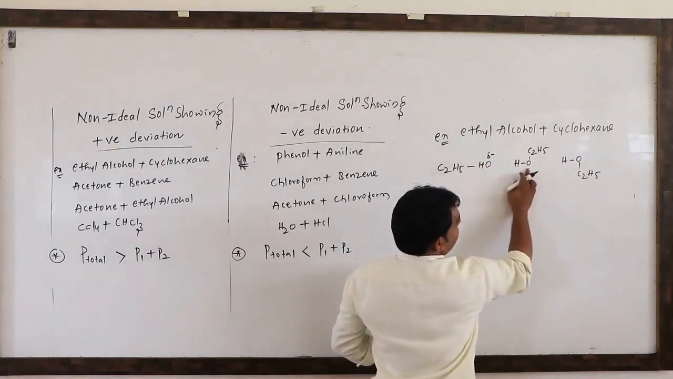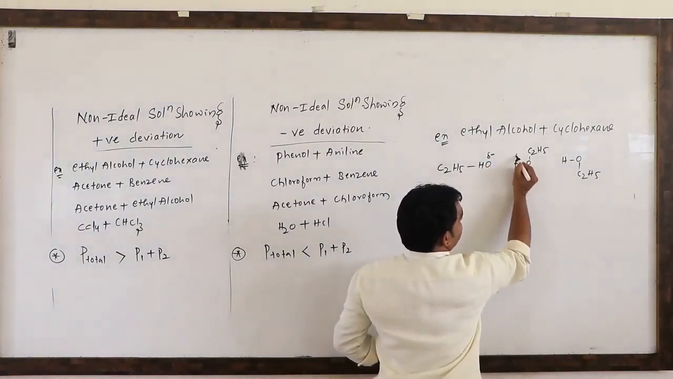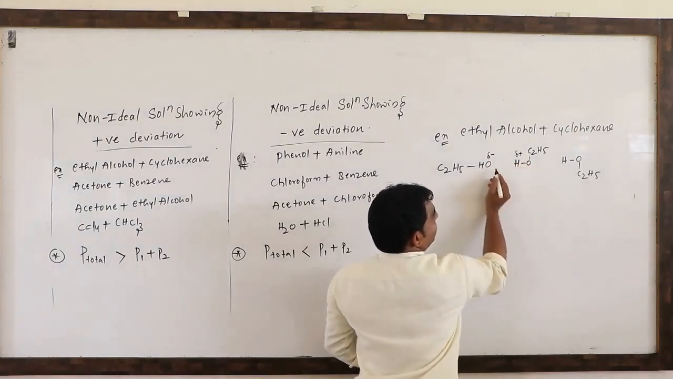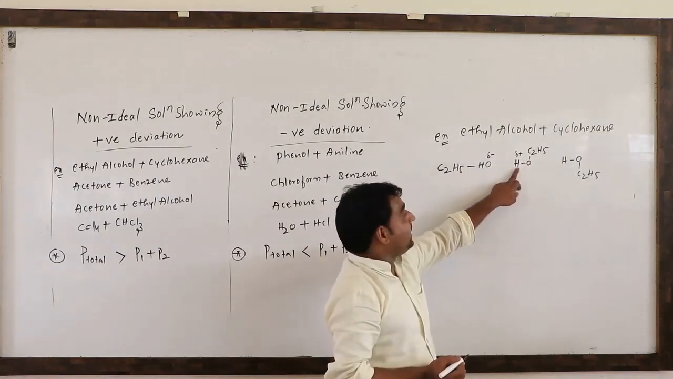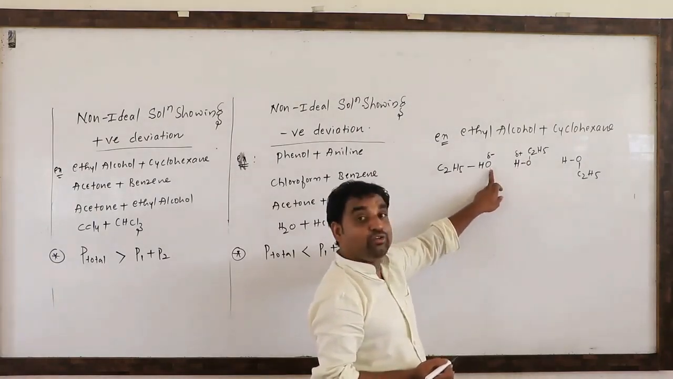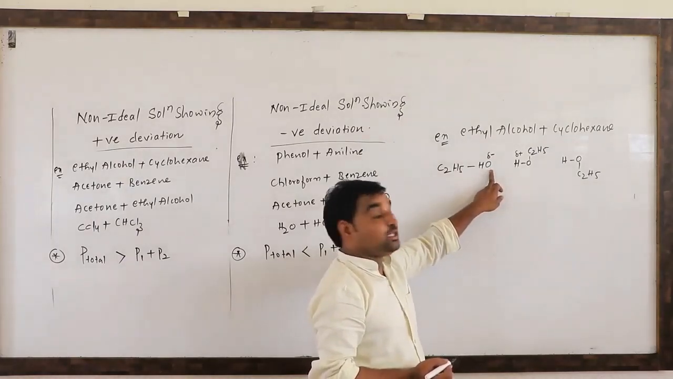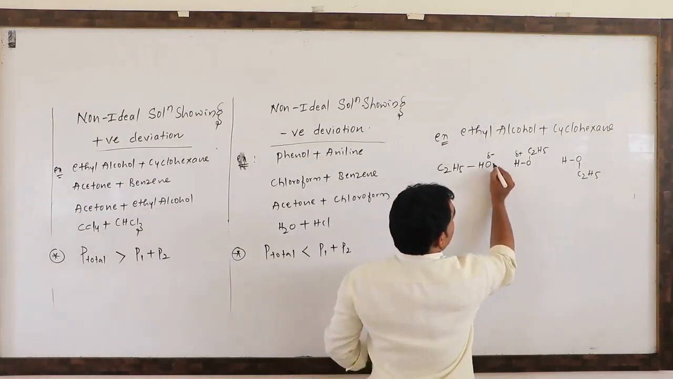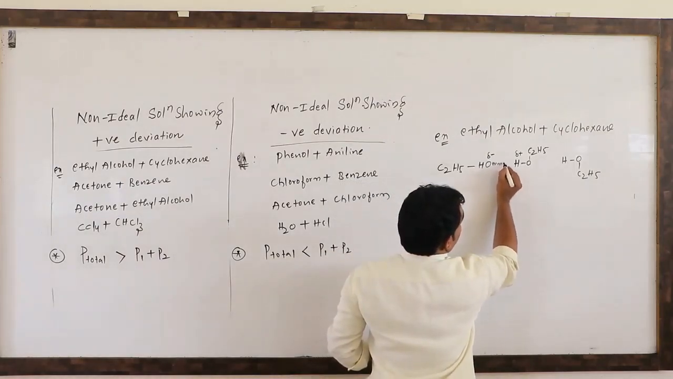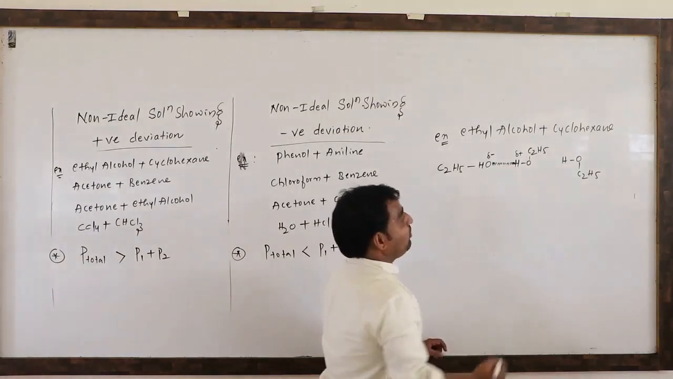In this one also, oxygen is more electronegative, hydrogen is less electronegative, so that is a delta positive, and this is a delta negative. Here there is an interaction between the hydrogen atom and a more electronegative element like oxygen, nitrogen, or fluorine. There is a formation of a hydrogen bond taking place. Here the ethyl alcohol molecule has a hydrogen bond with another ethyl alcohol molecule.